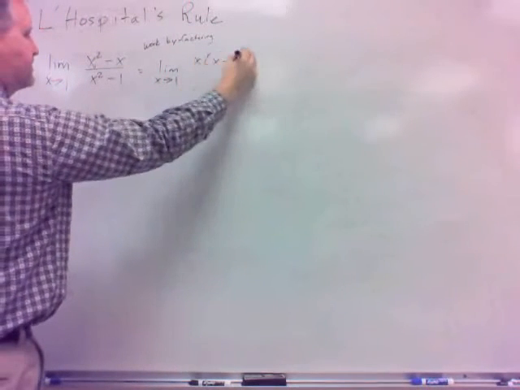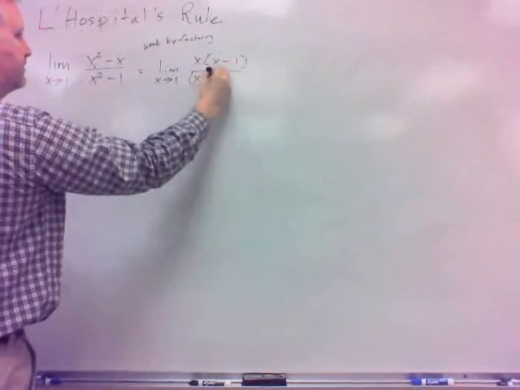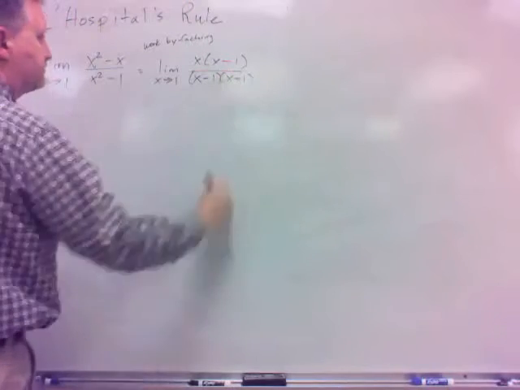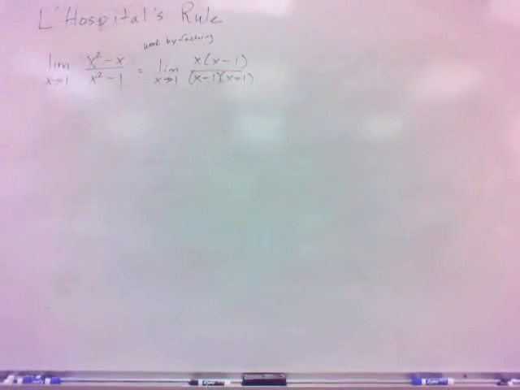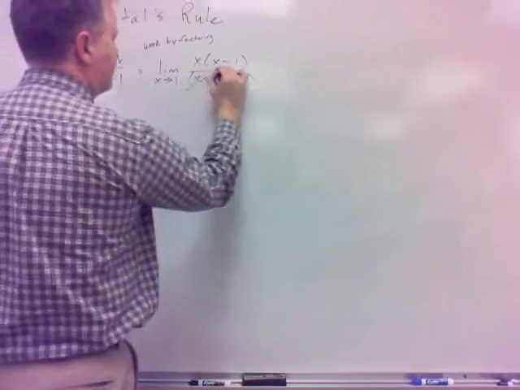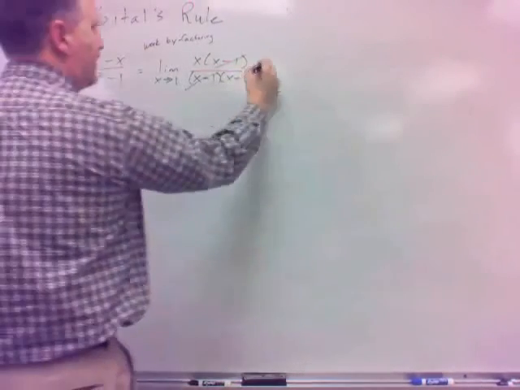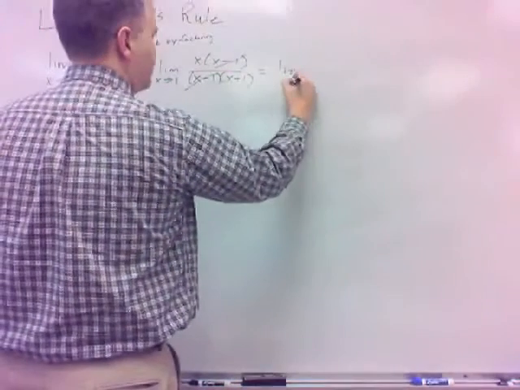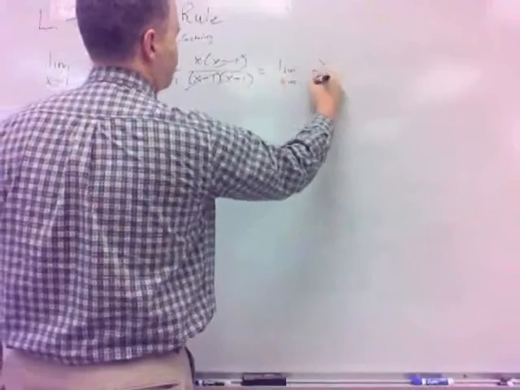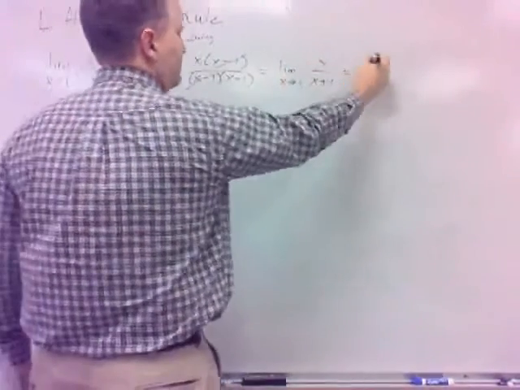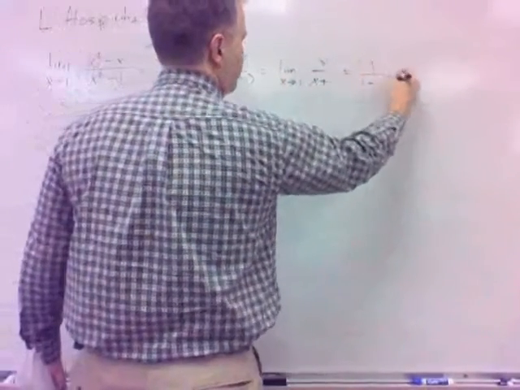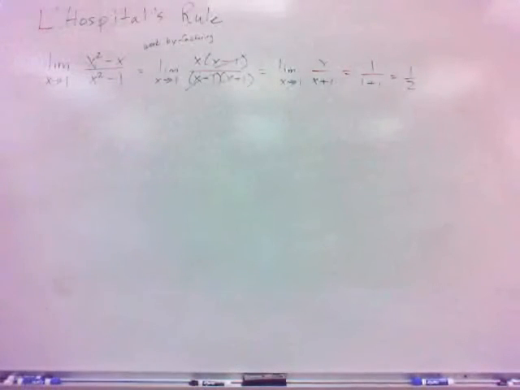Factor off the x, factor the bottom one, difference of squares. Yeah, this one works out by factoring because of the fact that, common factor, so I can cancel that out. And so that's going to be equal to the limit as x approaches 1, x over x plus 1. I can plug in then the x to be 1. Turns out it is 1/2.